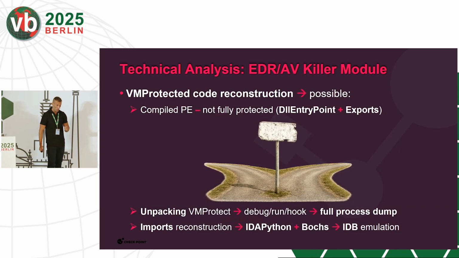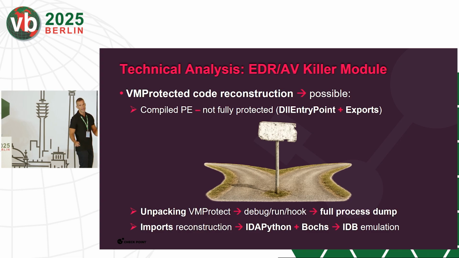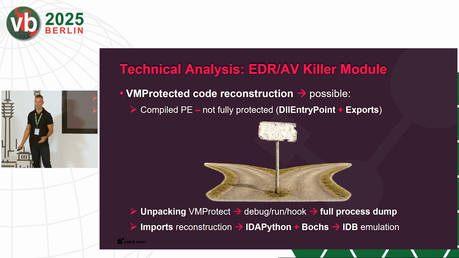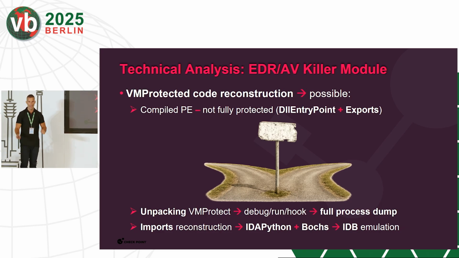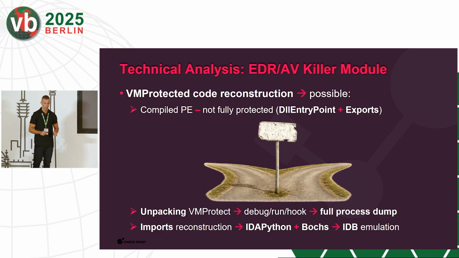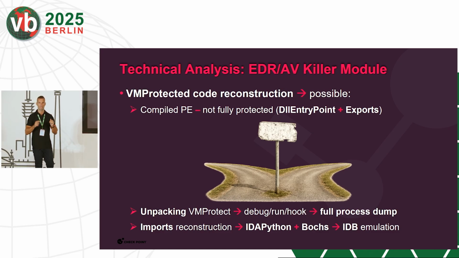And we did. We tried to reconstruct the VM protected code, and we found out it is possible and kind of straightforward, because the compiled portable executable, the EDR/AV kill module, was not fully protected. Only the DLL entry point and the exports. You may have heard that attackers, threat actors, APTs or whatever, can use protections like VMProtect or Themida, because you can very often see samples that are not fully protected. It's not absolutely correct. It's more about how the threat actors operate.